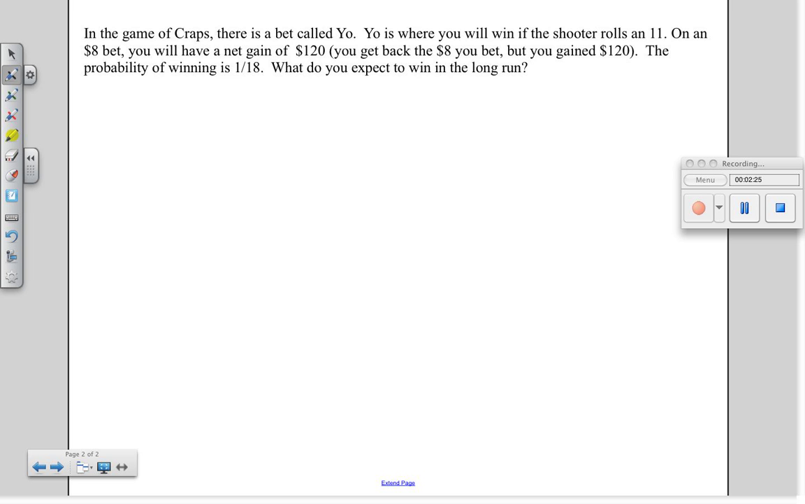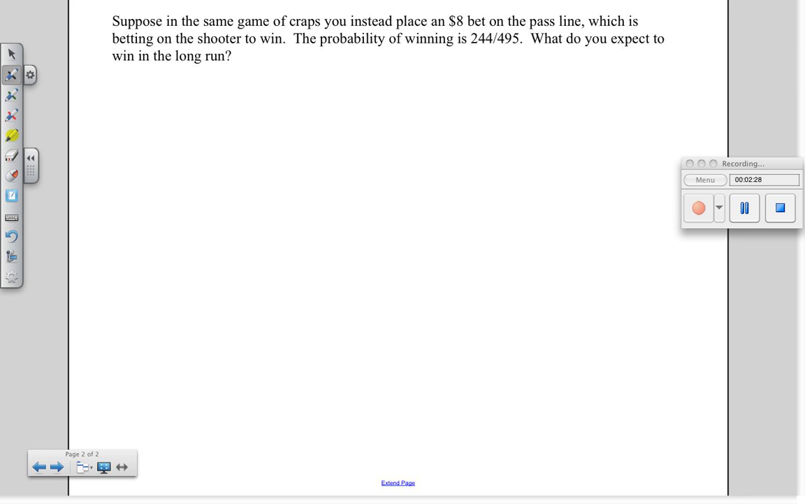Let's do another example. Suppose in the same game of craps, you instead place an $8 bet on the pass line, which is betting on the shooter to win. The probability of winning is 244 to 495, what you expect in the long run. If the probability of winning is 244 to 495, then the probability of losing is 251 to 495.